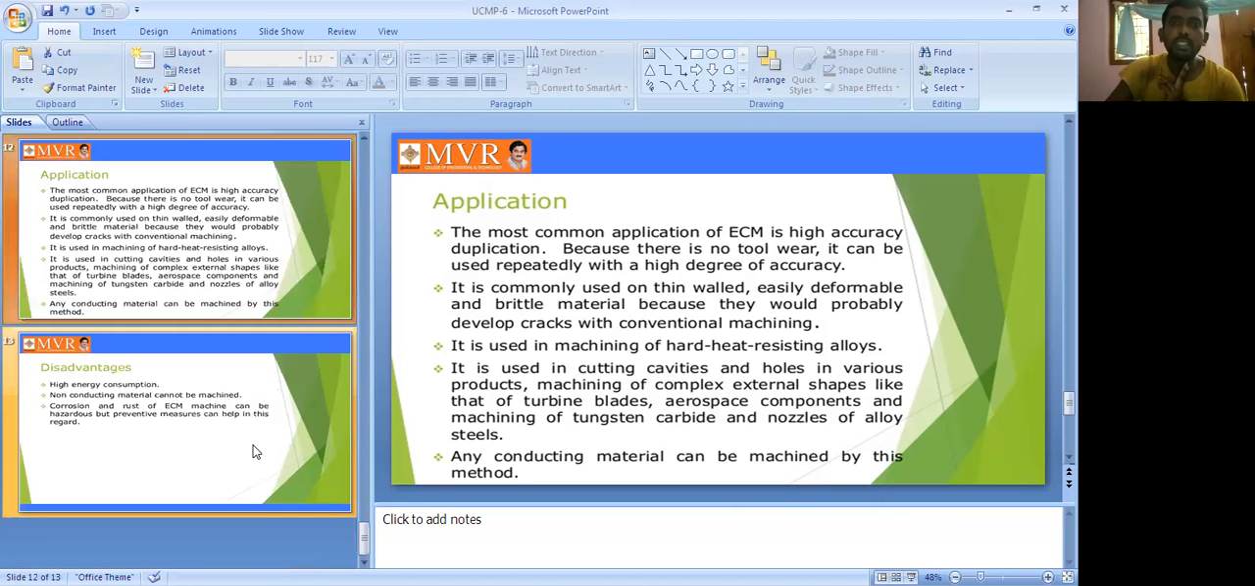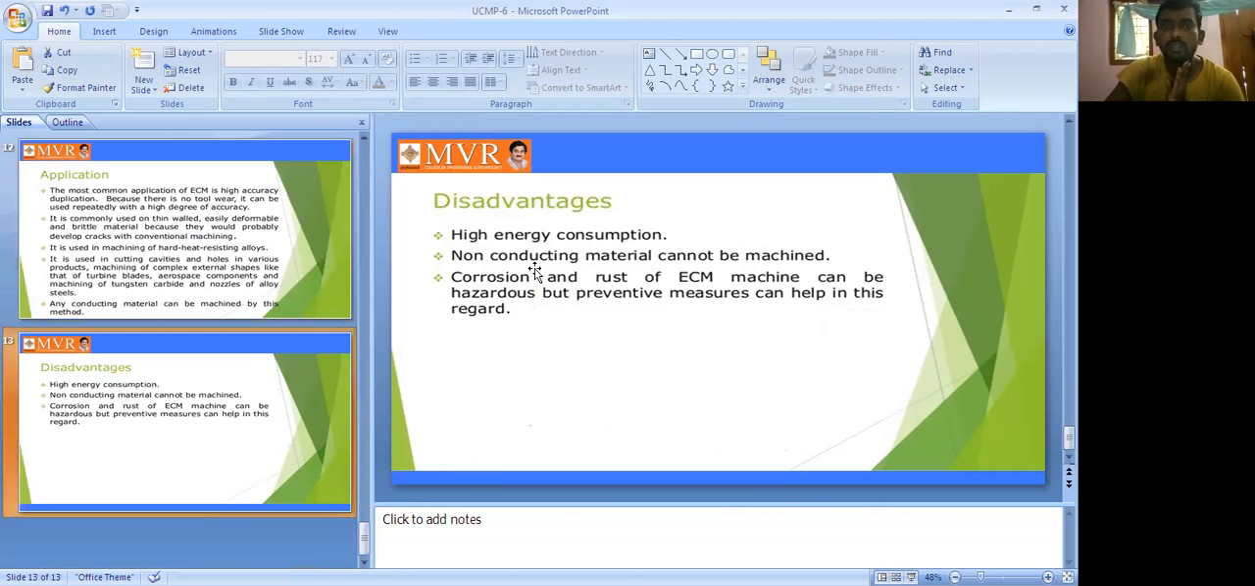So next, what are the disadvantages? High energy consumption is one. Non-conducting metal cannot be machined here. Corrosion and rust of ECM machines can be a hazard. So corrosion will form here, and we can prevent it by using some precautions. It is one of the disadvantages. High energy consumption is a major one here.